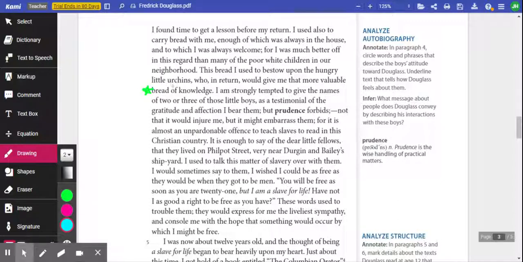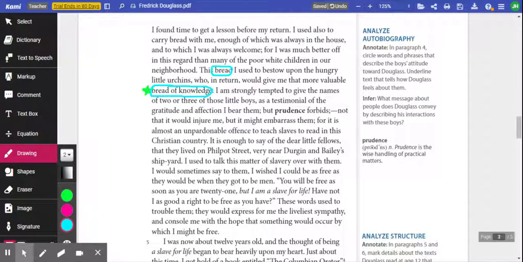All right, so we have a comparison here. He's using the word bread. So bread of knowledge is like a common phrase, when we talk about the meat of something, the content of something. That's just another way to say that. And then he compares it to physical bread that you can eat. And he would exchange that bread with the little white boys in the street, and they would give him lessons on how to read, because they didn't realize that at that time it was not acceptable to teach a slave how to read.